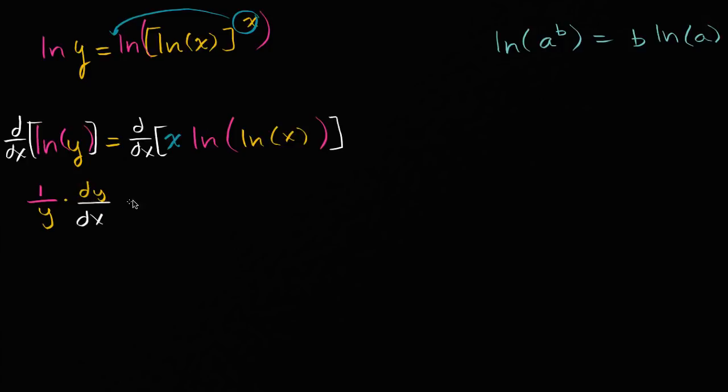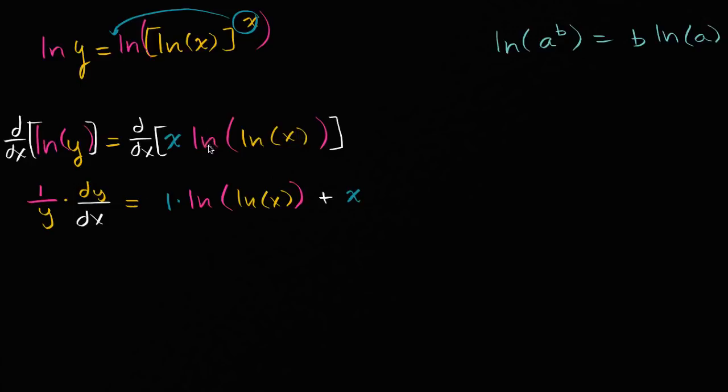That is going to be equal to, well, this is going to get interesting. Actually, let me do some stuff on the side. The first thing we want to do here is apply the product rule. So it's the derivative of the first expression, which is just 1, times the second function, so times the natural log of x, and then plus the first function, just x, times the derivative of the second function.